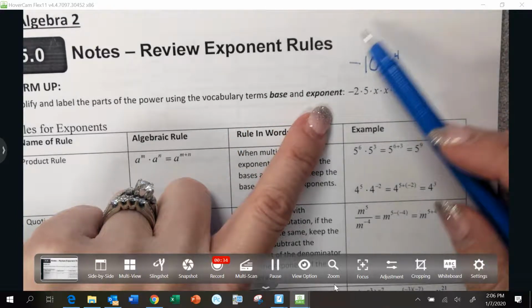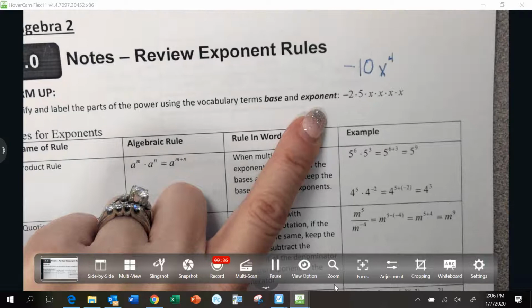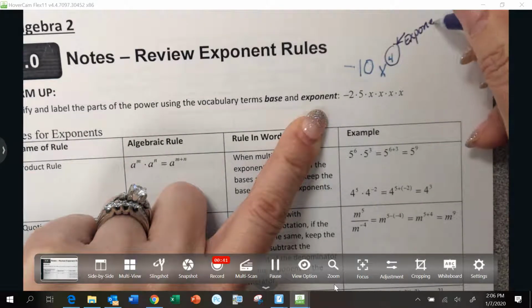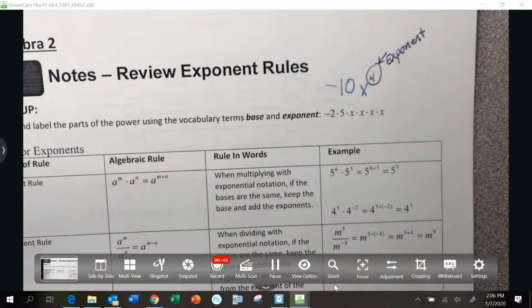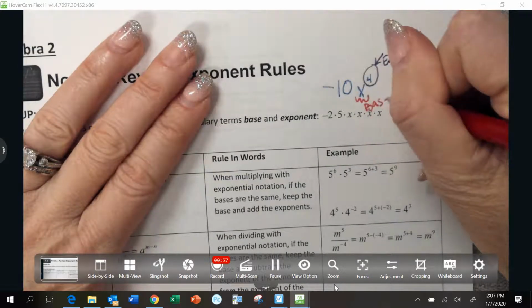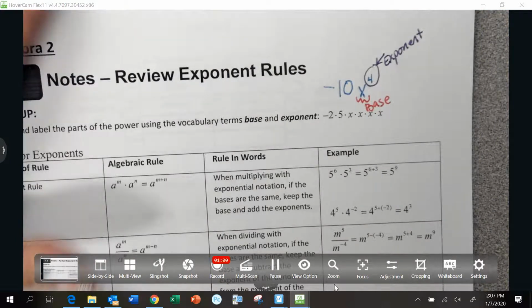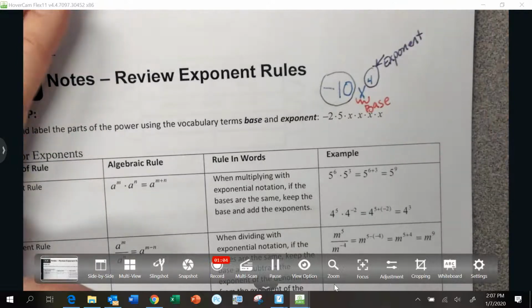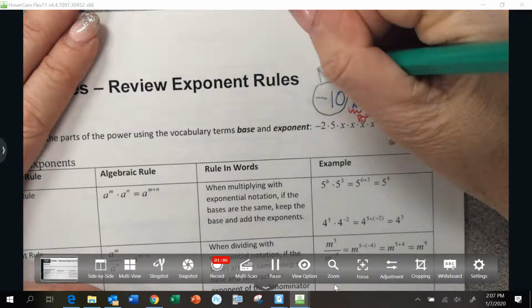Can somebody tell me where the exponent is? Now I'm going to ask a harder question. What's the base? X. So what is negative 10? I can use the leading coefficient. A coefficient. Yeah, it leads that term, but I'll just call it coefficient.